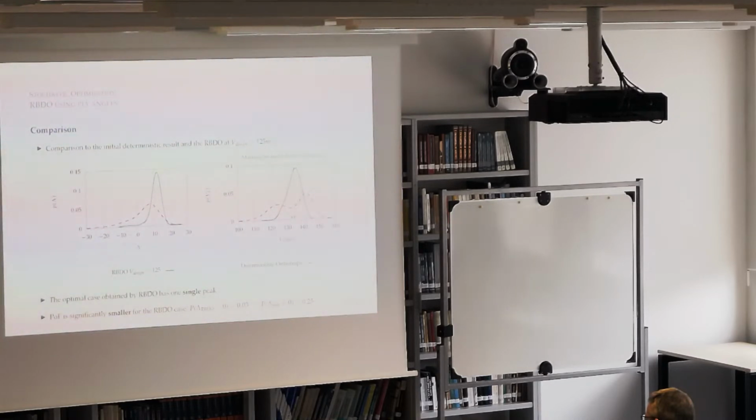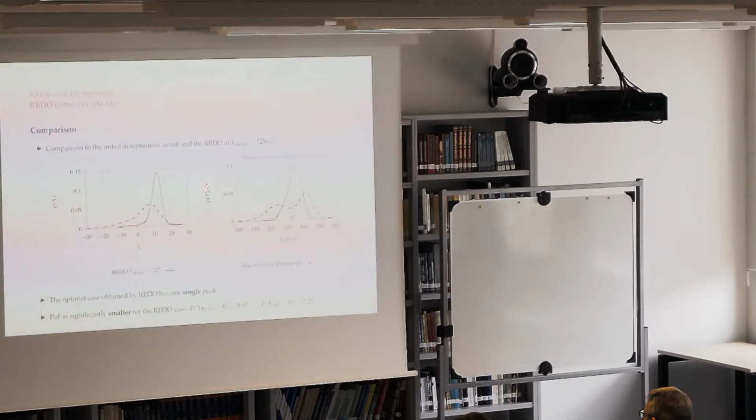Comparing the optimal case obtained by the reliability-based design optimization at a design velocity of 125 meters per second to the initial deterministic orthotropic case that we had for a straight wing, we can see that we have significantly decreased the probability of failure from the orthotropic case to the reliability-based design optimization case.